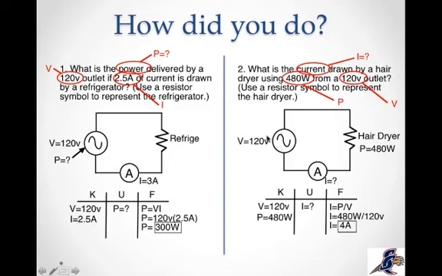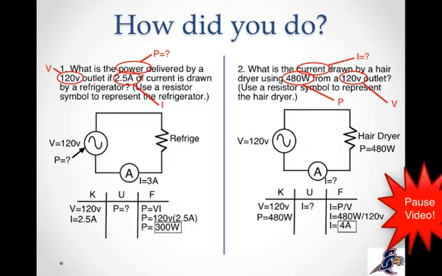Now for the hairdryer. Again, we're looking for the current, and we know that the hairdryer uses 480 watts of power, and we have a 120 volt source. So what we don't know is the current, and we know these two quantities. So I is equal to something with a V and a P, so I is equal to P divided by V. Plugging in the 480 watts and 120 volts, the hairdryer draws 4 amperes of current. And that's how you do problems with power.